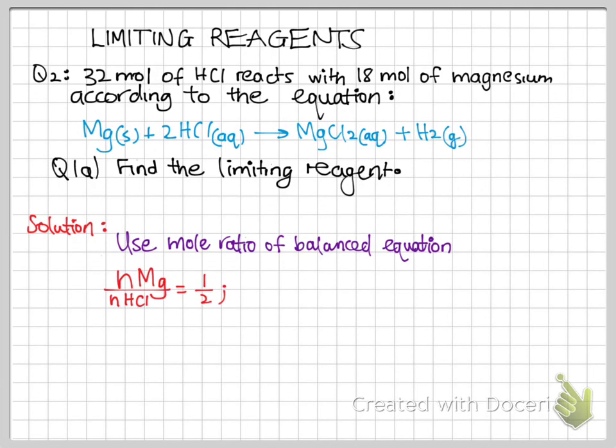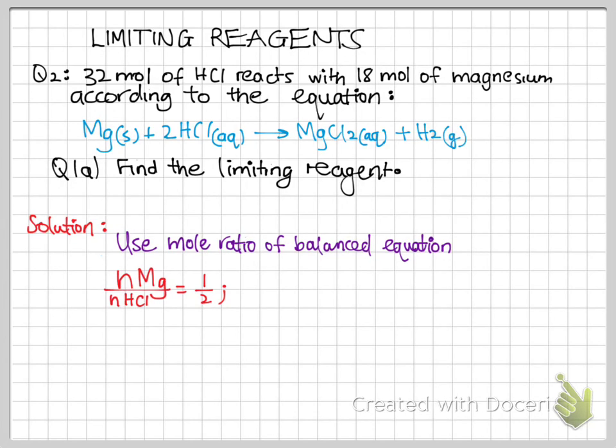Remember, with questions of this type, the first thing we need to do is use the mole ratio of the balanced equation. In this case, because I'm dealing with the HCl and magnesium, I make up my ratio according to the reaction stoichiometry. I got 1 part or 1 mole of magnesium reacting with 2 moles of hydrochloric acid, and that's why we end up with the equation we have.